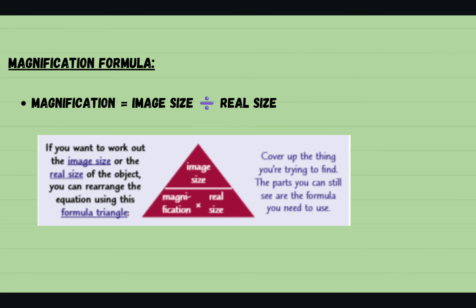So this is a magnification formula, which is magnification equals image size divided by real size. If you're trying to work out the magnification or the real size or the image size, you cover up what you're trying to work out and then you have the formula.